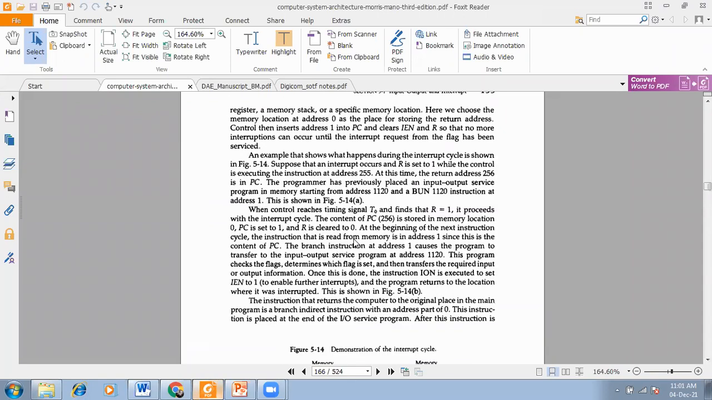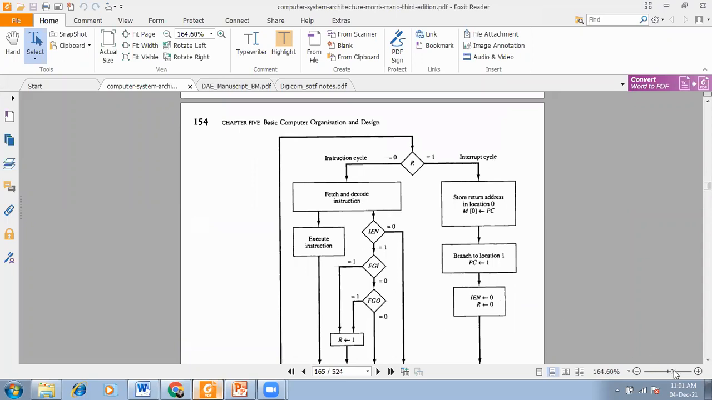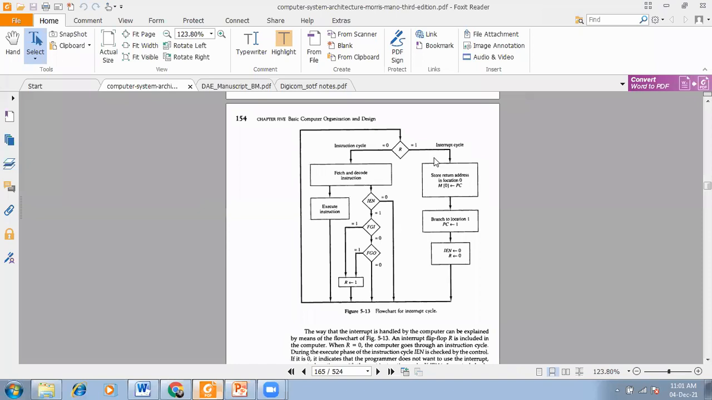So now we'll move on to some flow chart. After that, I will end this session. Then we go for digital communication.